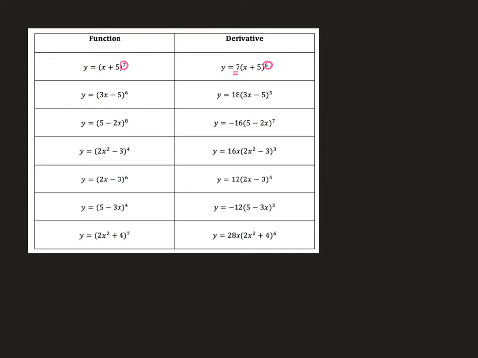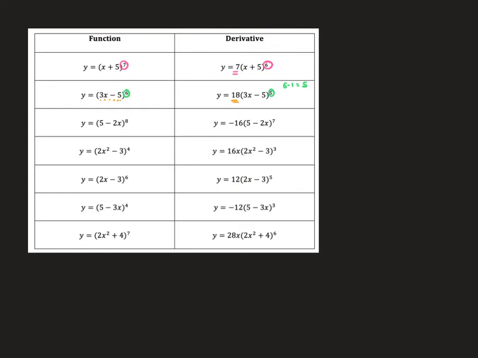Look at the next question. The original power is 6, and we end up with a new power of 5. So yes, 6 take away 1 gives us the 5. But out in the front, we have 18, not 6. So where has the extra factor of 3 come from? Well, it's come from the derivative of the inner function here, the 3x minus 5.